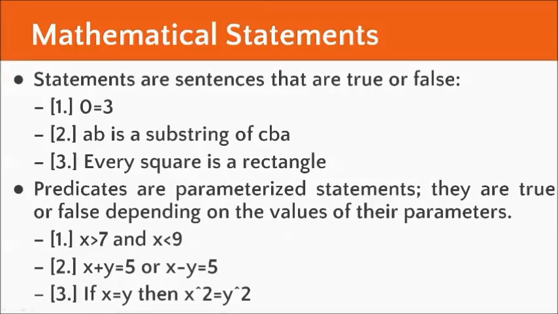Predicates are parameterized statements that are true or false depending on the values of their parameters. So it will vary depending on what the value of x is and what the value of y is. Okay? So x is greater than 7 and x is less than 9. X plus y equals 5. It will vary depending on the values of x and y. Or x minus y equals 5. Again, it will vary depending on the values of x and y. If x equals y, then x squared equals y squared.